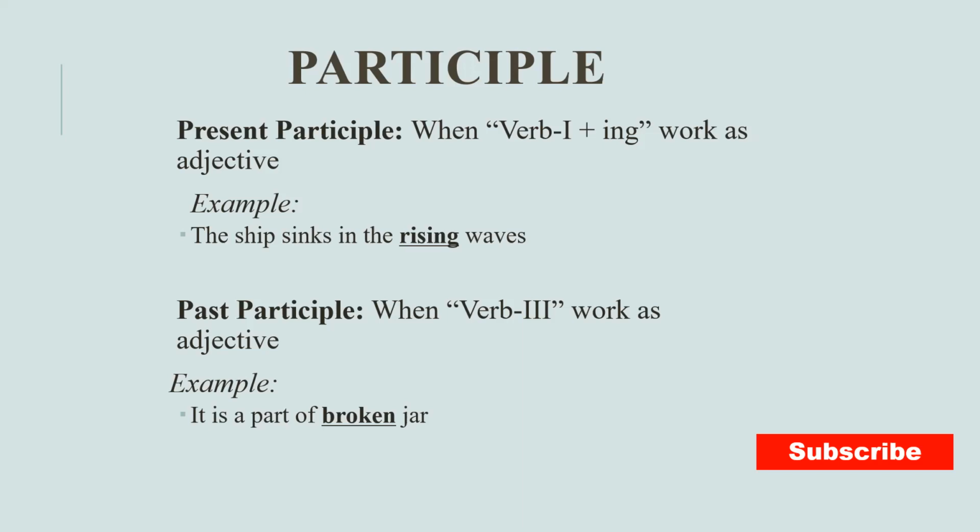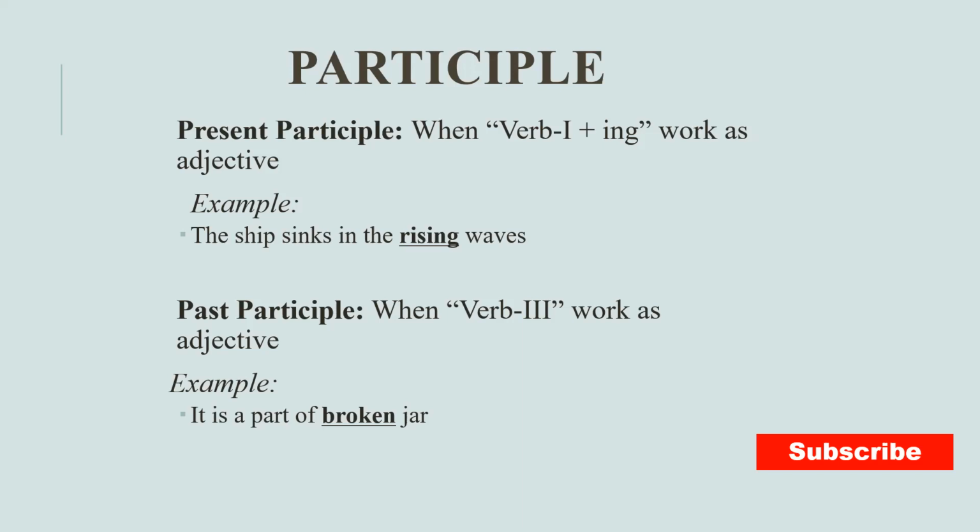And now let us move towards participles. We have two types of participles. One is the present participle, one is the past participle. In the present participle, we know that it is the first form of the verb, and when we combine it with ing, it works as an adjective, like "The ship sings in the rising waves." All right. So this "rising" is not telling us about the time of the action, like at what time the waves were rising. And then when we have the past participle, we would be using the third form of the verb, and it would also function as an adjective.